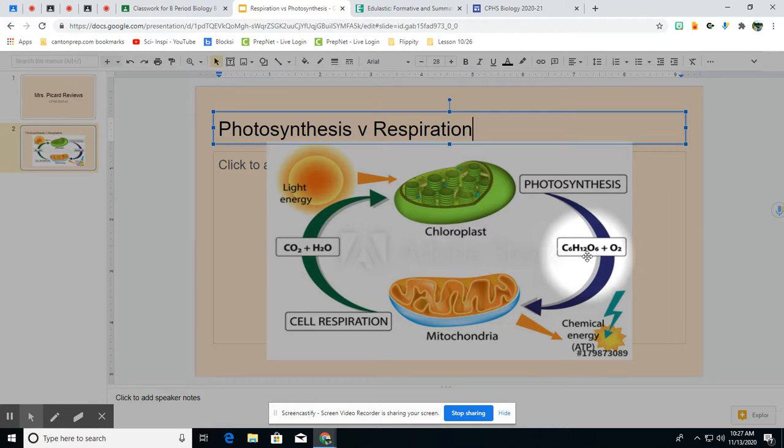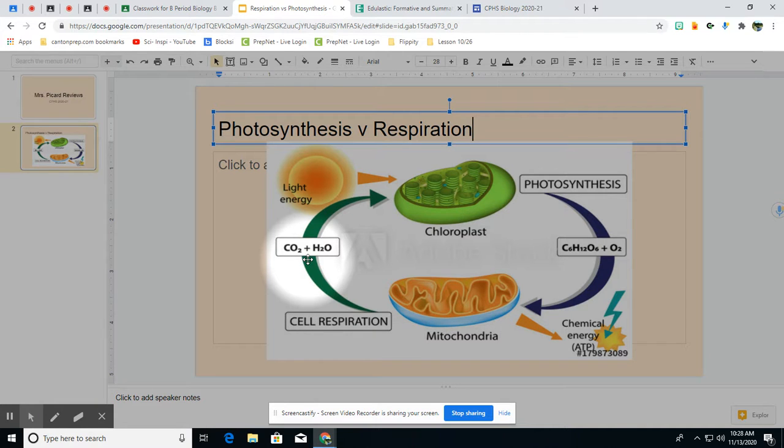Inside the mitochondria of the cell, that glucose and oxygen is used by the mitochondria for cellular respiration, where that glucose is broken down and the energy is released from the glucose to produce chemical energy in the form of ATP. In the process of cellular respiration, carbon dioxide and water are released from the mitochondria.